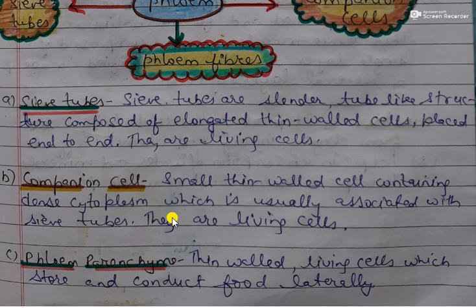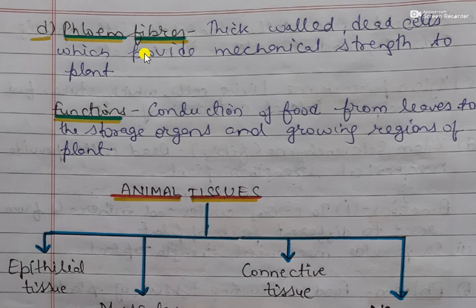Now phloem parenchyma consists of thin-walled living cells which help in the storage and conduction of food laterally. It means they conduct and store food sidewise. The phloem fibers consist of cells which are dead and thick walled. Phloem fibers provide mechanical strength to the plant. Since they are dead in nature, they will not have any other function except the mechanical strength.